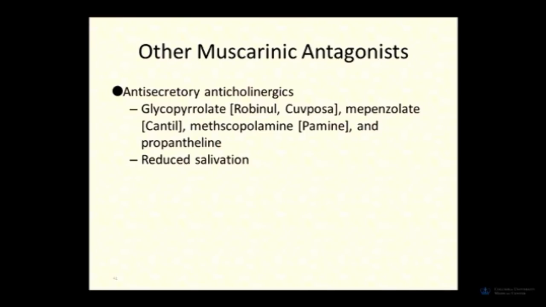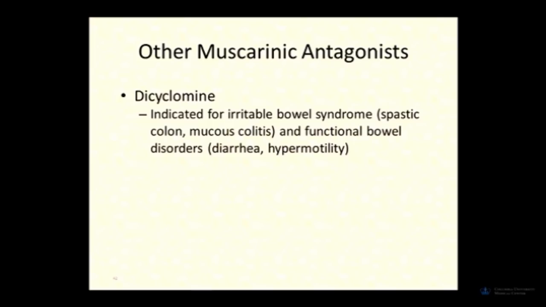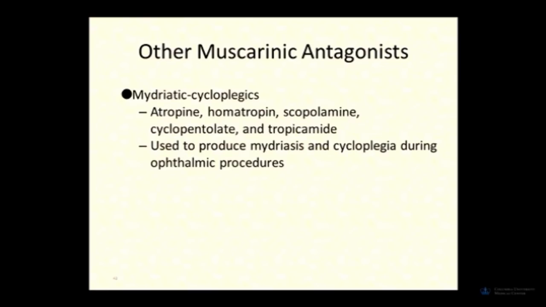So these anti-secretory anticholinergics are drugs that have anticholinergic effects a little bit more directed at blocking production of secretions. Dicyclomine is indicated for irritable bowel syndrome, spastic colitis, and functional bowel disorders like diarrhea and hypermotility. This muscarinic antagonist is particularly good at reducing muscle tone in the bowel, and therefore used for these applications.